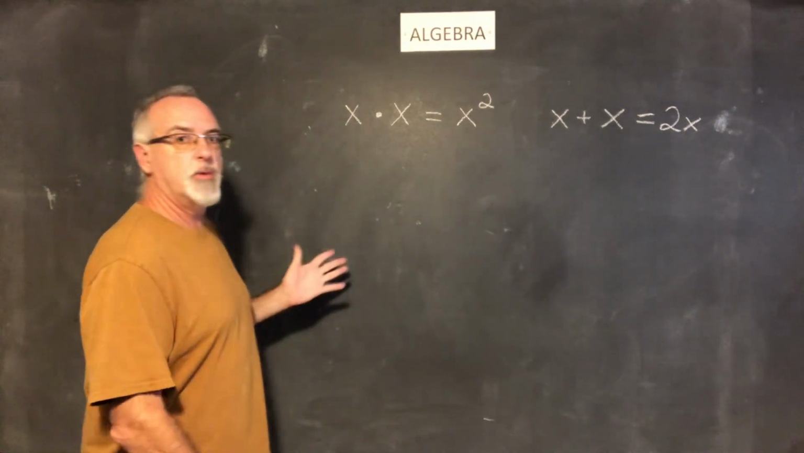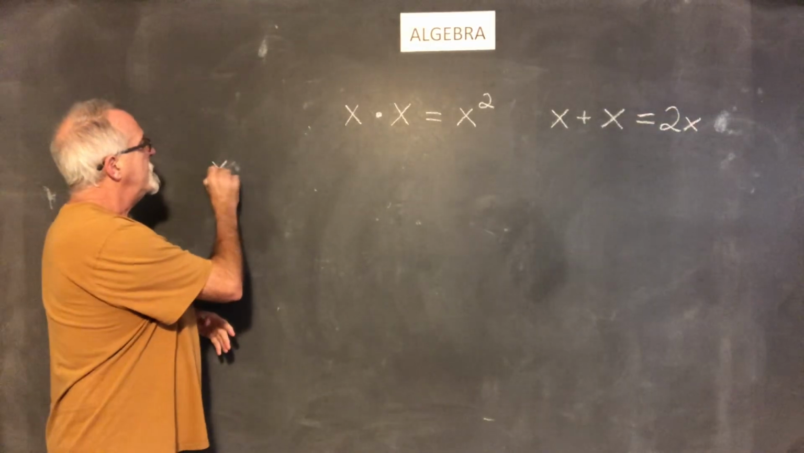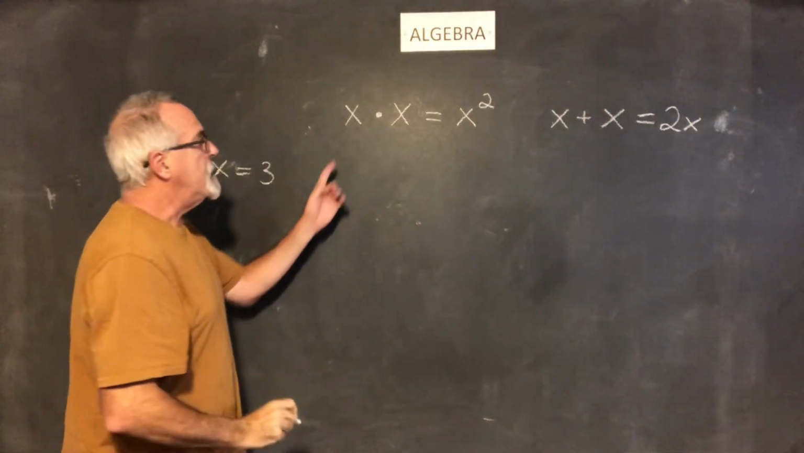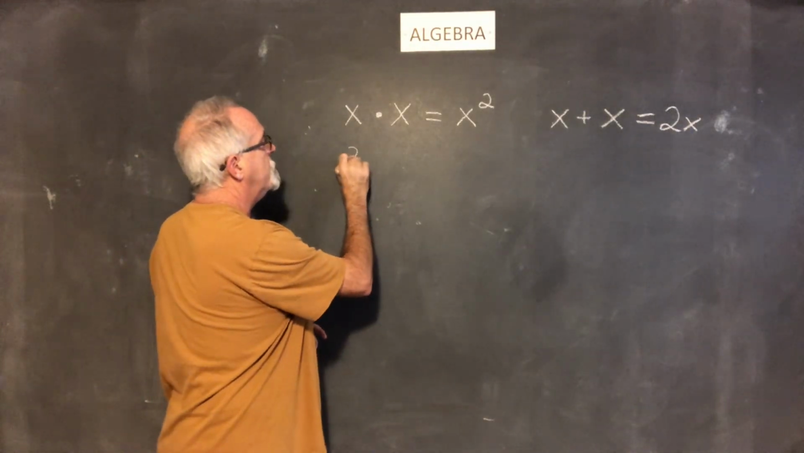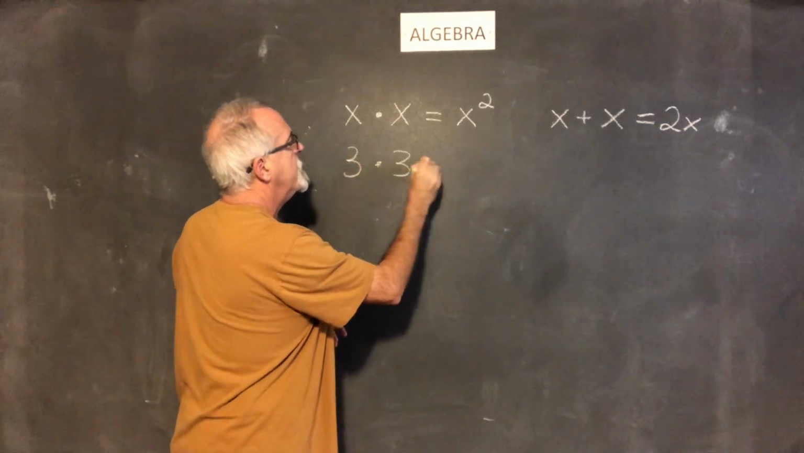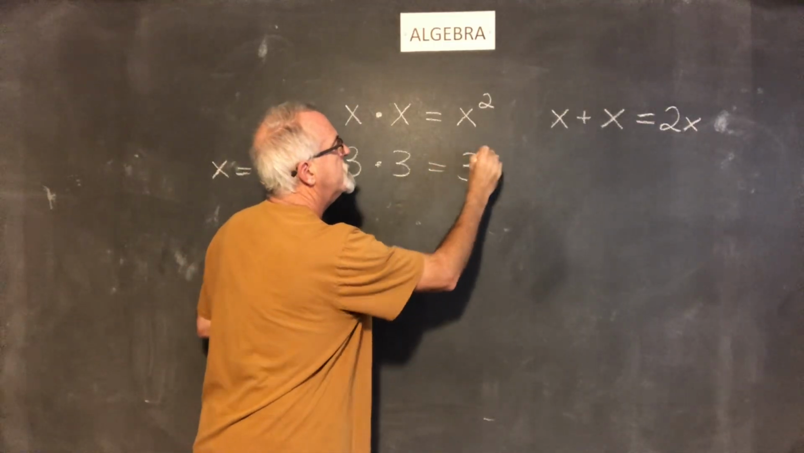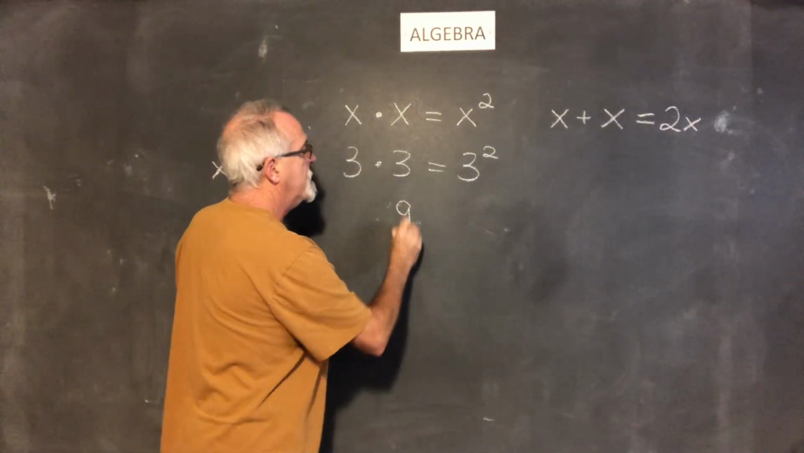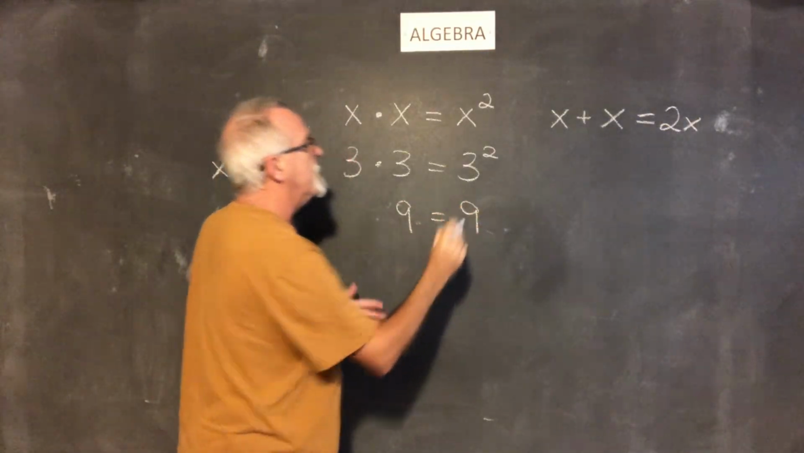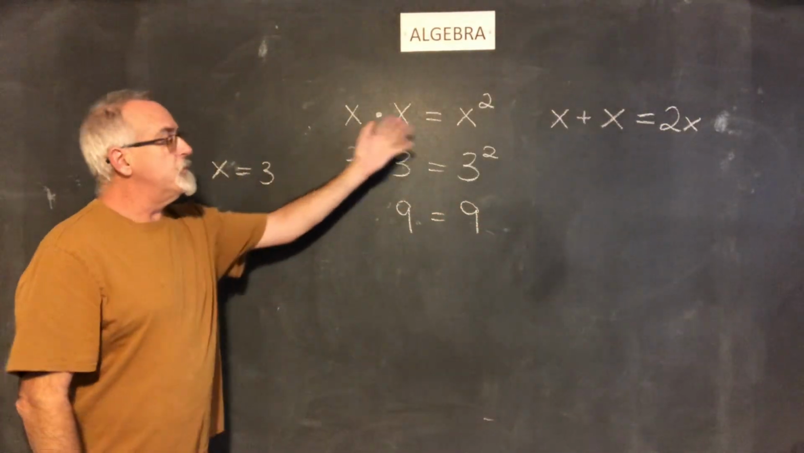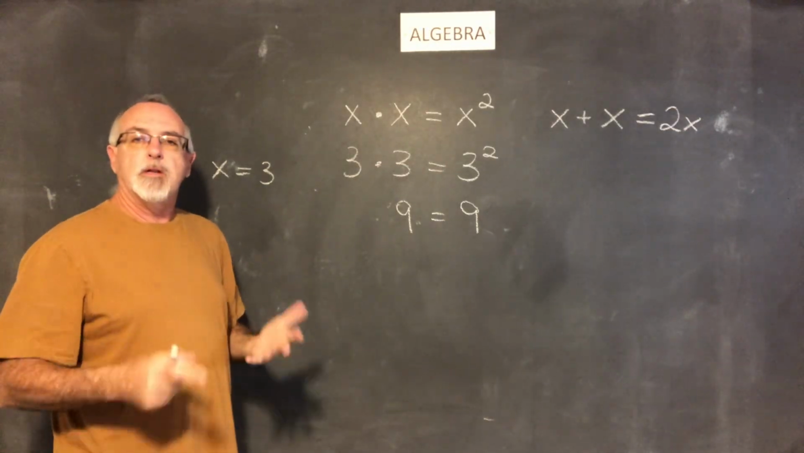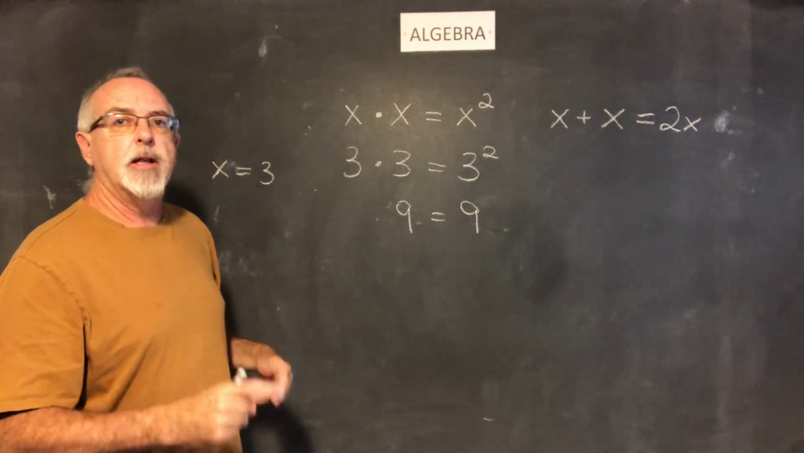What if x were equal to 3? Well, x times x would be 3 times 3. And x squared would be 3 squared. And then of course we can verify. 3 times 3 is equal to 9. 3 squared is also equal to 9. It means that this rule makes sense when you use 3. But we want it to make sense no matter what number we use. So let's try something else.